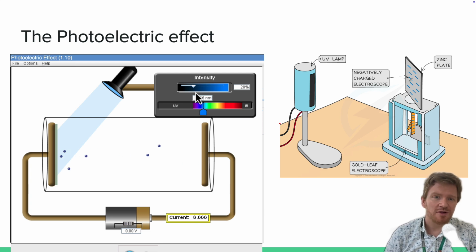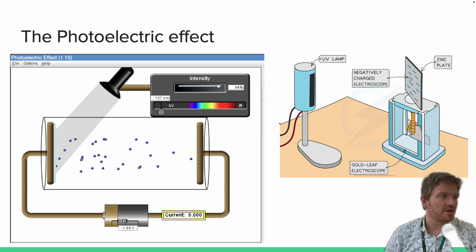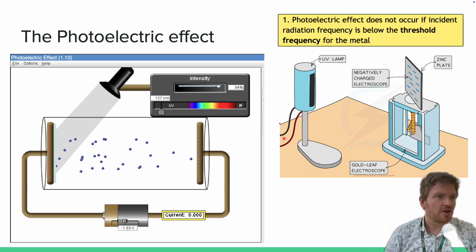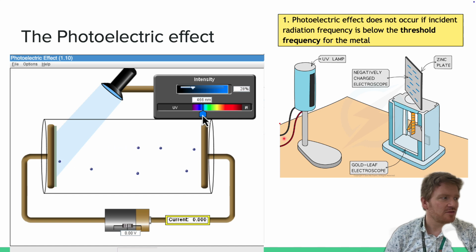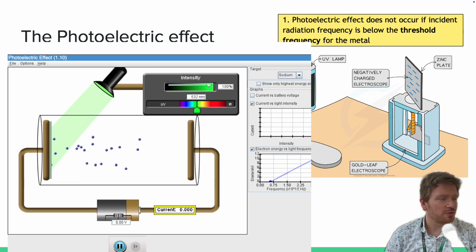Now that's incompatible with what we understand about light. So let's think about what we've discovered so far. It doesn't occur if the radiation is below a threshold frequency. Let's look at that. Here I've got maximum intensity, and here I've got electrons flowing and flowing. And look here. At about 552 nanometers, I'm not getting any electrons coming through. As soon as I go smaller than that, suddenly I'm getting some electrons. Now they're slow, but they're being given off.